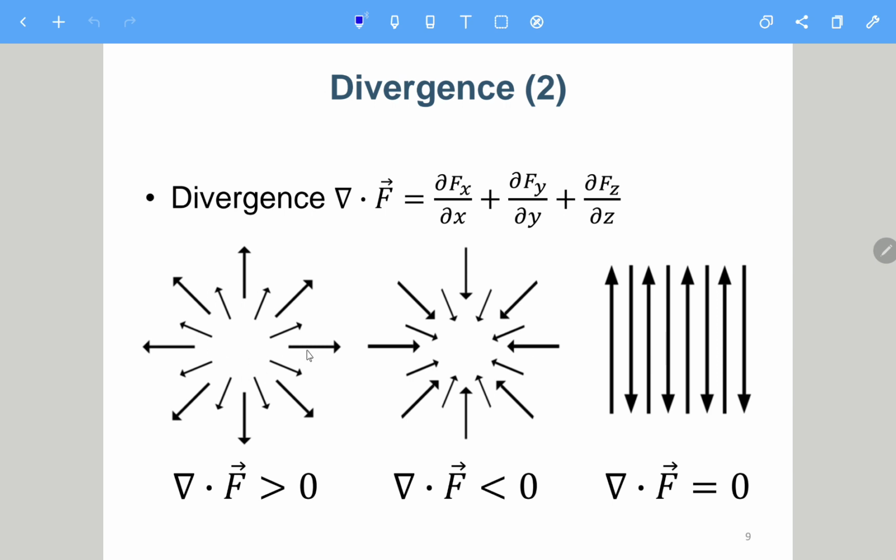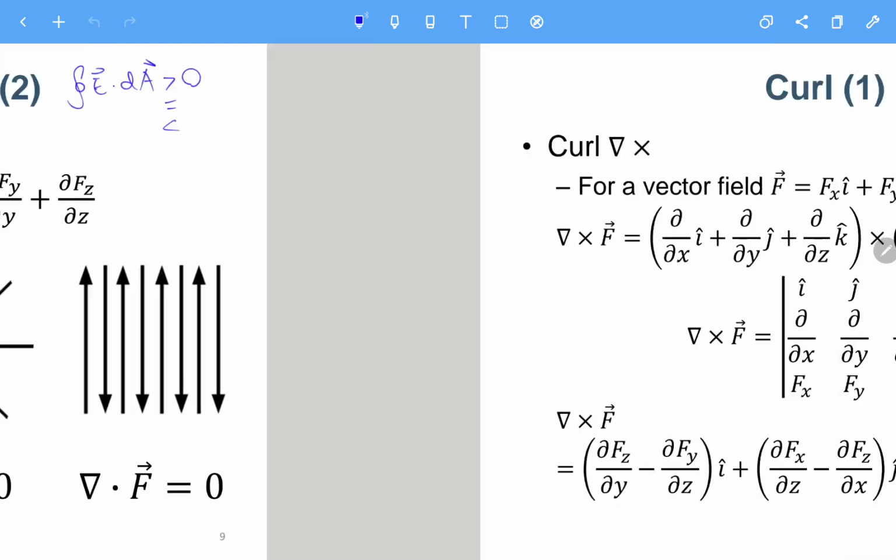Okay, so it's somehow similar to when we consider Gauss's law, which is the integration of E dot dA. If it is larger than 0, then in the case of the Gaussian surface, the electric flux is flowing outward. If it is 0, there is no net flux. And if it is smaller than 0, the net flux is going into the region. Okay, so it can correspond to these three situations. So this is the divergence.